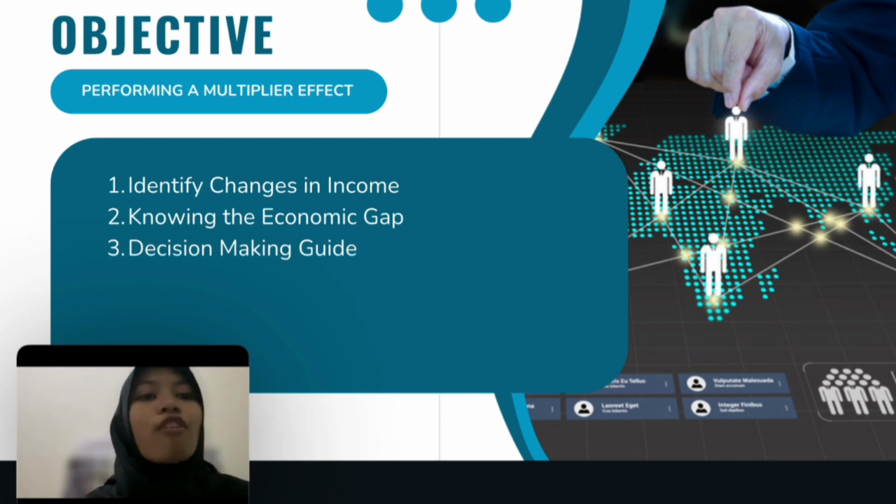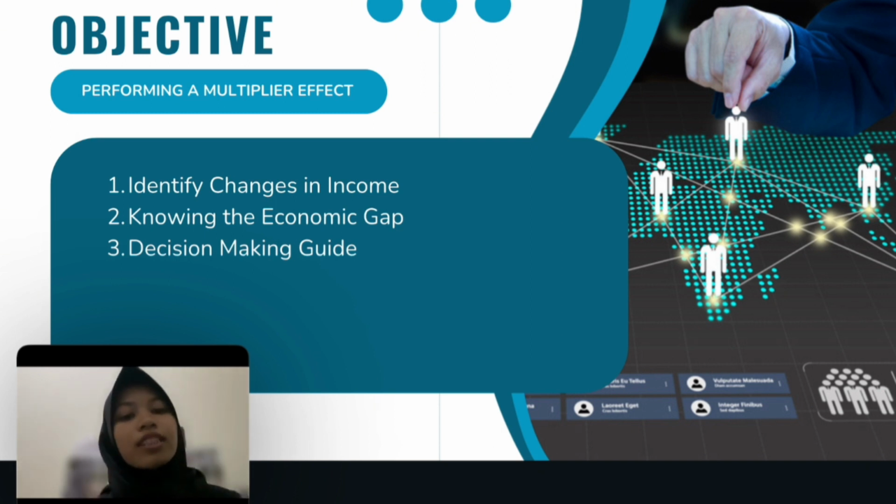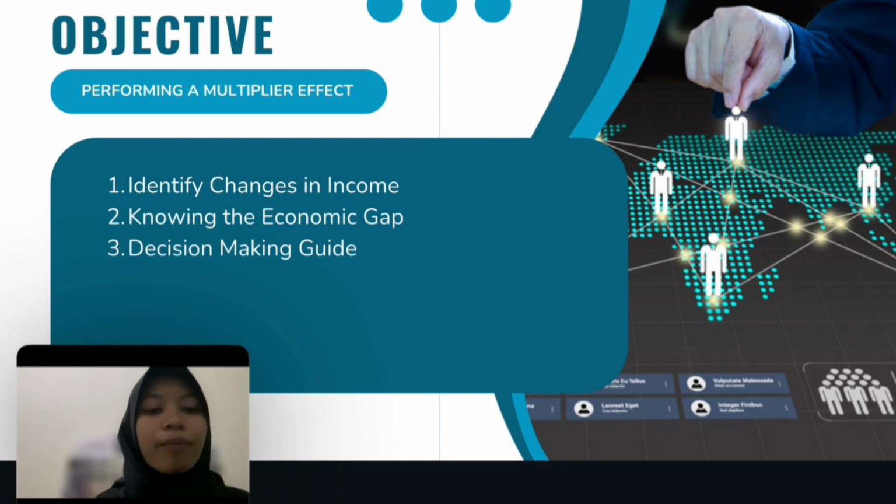The objectives of performing the multiplier effect. In the first, we have to identify changes in income. The first aim of carrying out the multiplier effect is to identify changes in income. These changes occur due to regulatory variables such as consumption and investment. And secondly, we have knowing the economic gap. By knowing the number and the formula for the multiplier effect, we can find out whether there are gaps in the country's economy system. There are many factors that cause inequality, from inflation to deflation.